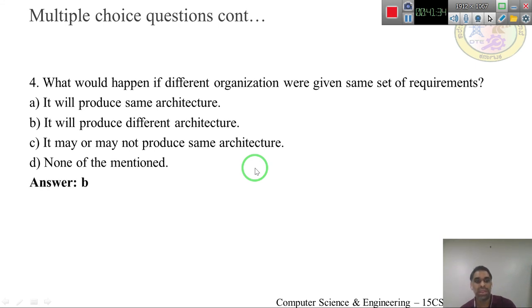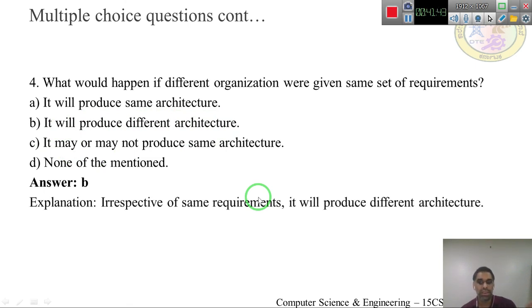So the answer would be B, right? Because C, it will produce different architecture irrespective of the same set of requirements. You will get a different architecture. Fine. So that's why answer B, it will produce different architecture, would be the most appropriate answer.